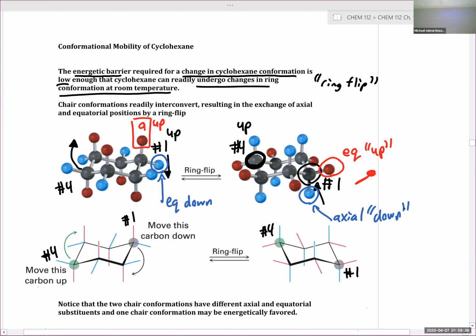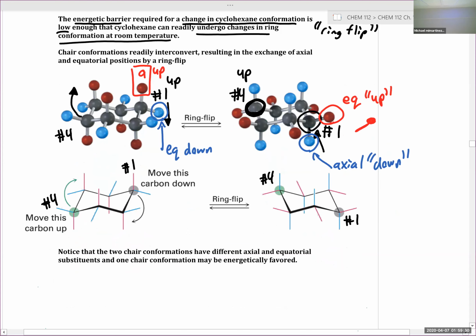Okay, now what's really important to note is that these two chair conformations are not always energetically identical. And what we're going to discuss next class session is how to assess the relative energies of each of our cyclohexane conformations and how to draw the lowest energy conformation. So that's all I have planned for today.